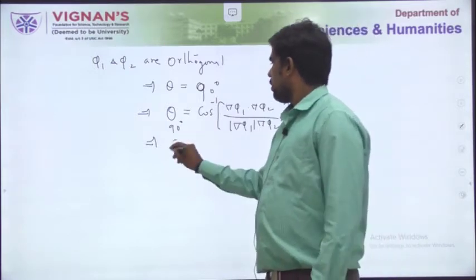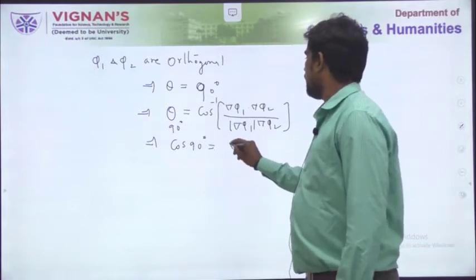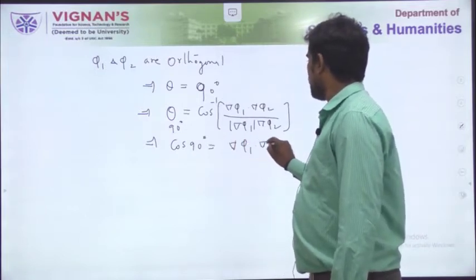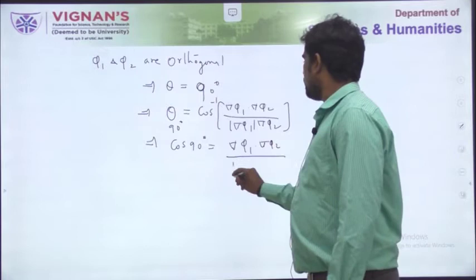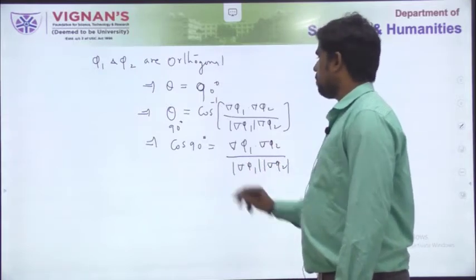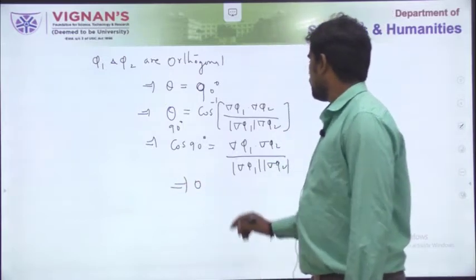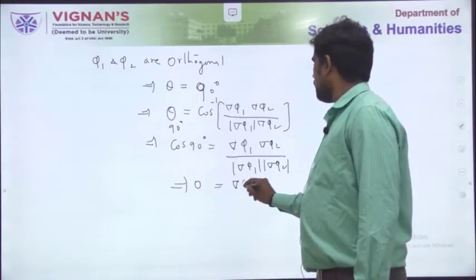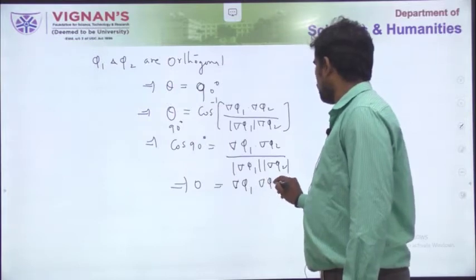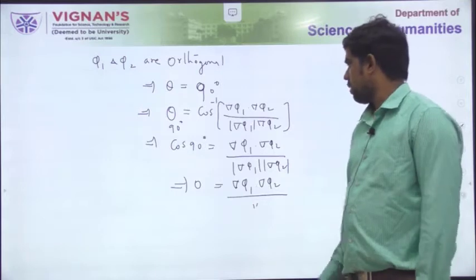So we can write this one, cos 90 degree is equal to del phi 1 dot del phi 2 divided by modulus of del phi 1 into modulus of del phi 2. But what is the value of cos 90? Cos 90 is 0. So del phi 1 dot del phi 2 divided by the term written in the previous step is equal to 0.